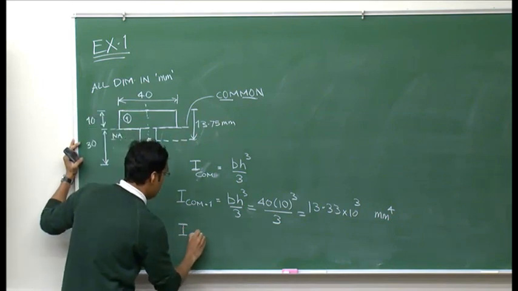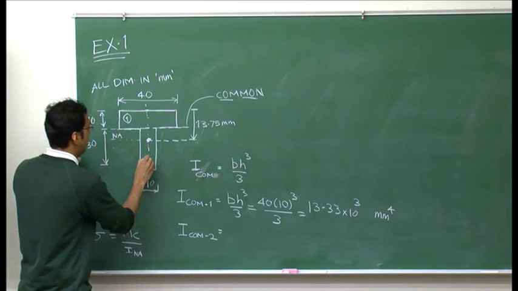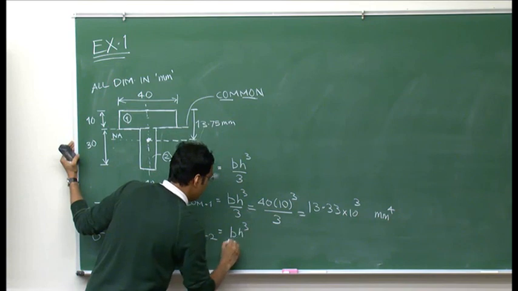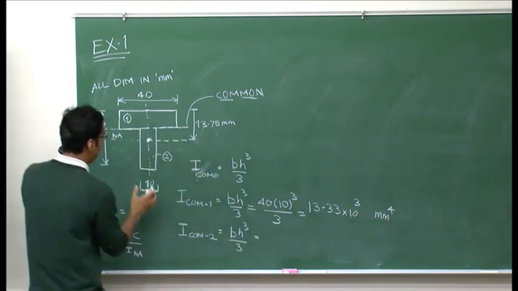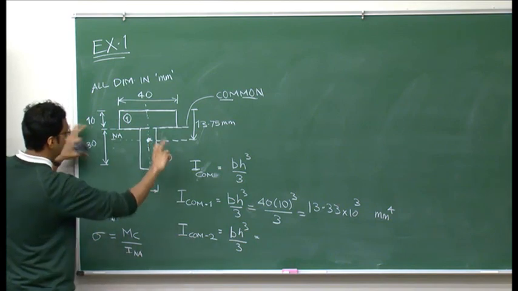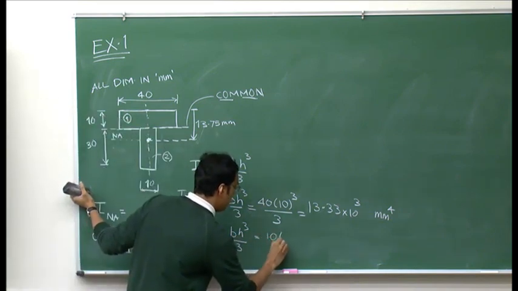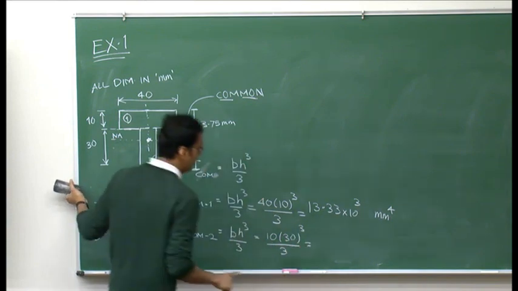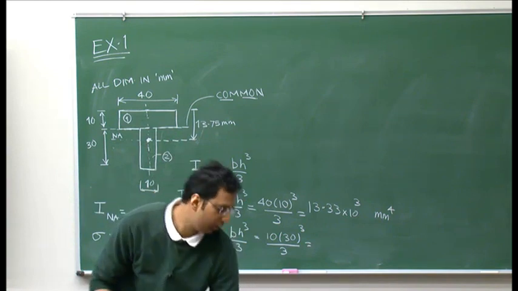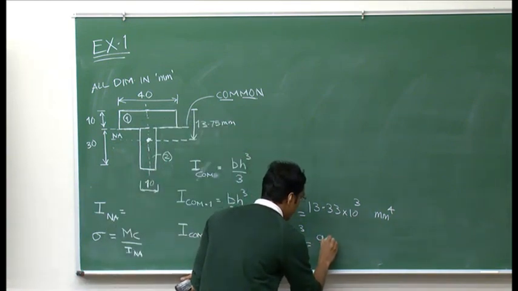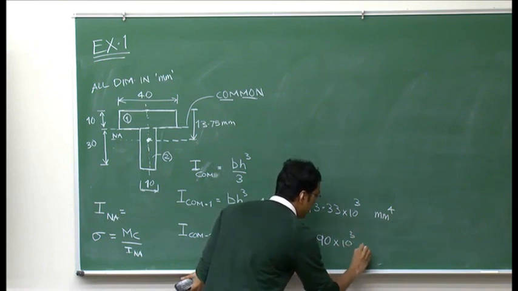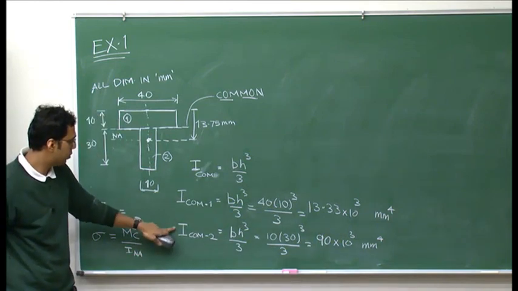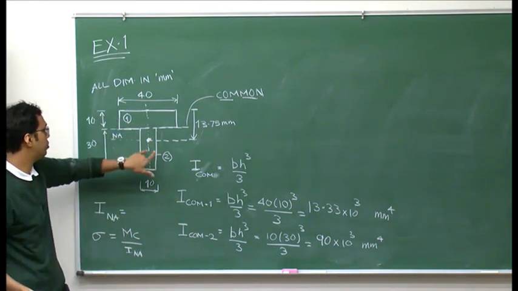Similarly, the moment of inertia of the lower rectangle, which is denoted by 2, is again bh cubed over 3, and this will be 10 into 30 cubed over 3. If you solve this, I think it comes out to be somewhere around 90,000. So 90 into 10 to the power 3, again millimeter to the 4th. So I_COM1 and I_COM2 are moments of inertia of these two rectangles about a common axis.